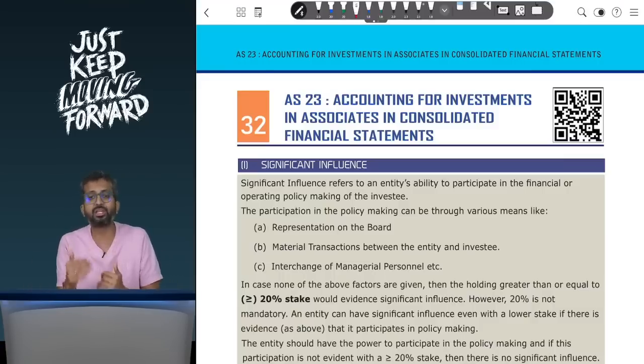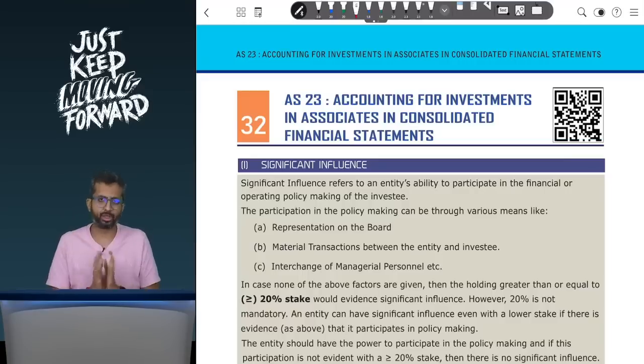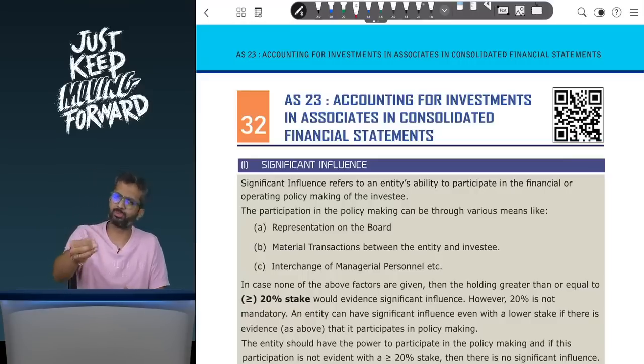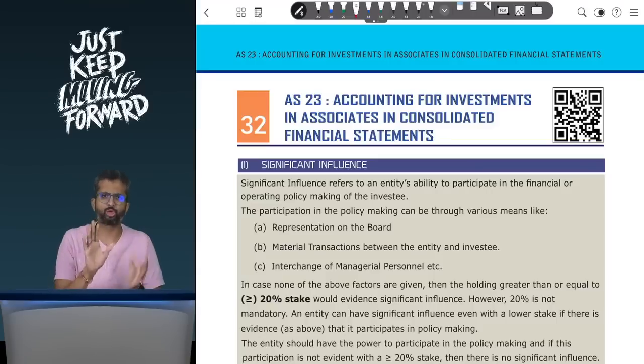And if there is a significant influence, then you are an investor and the other entity becomes your associate. If there is an associate, in my standalone financial statements, I will show the investment as per AS 13. I will show it as an investment. Long-term investment is typically shown at cost only, less permanent decrease in value if any.